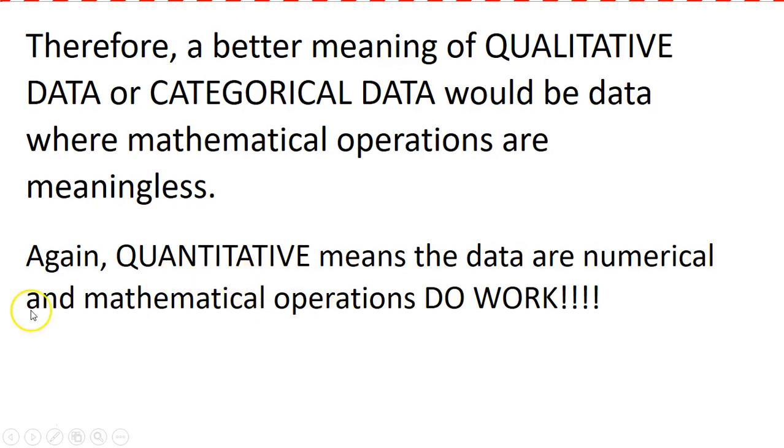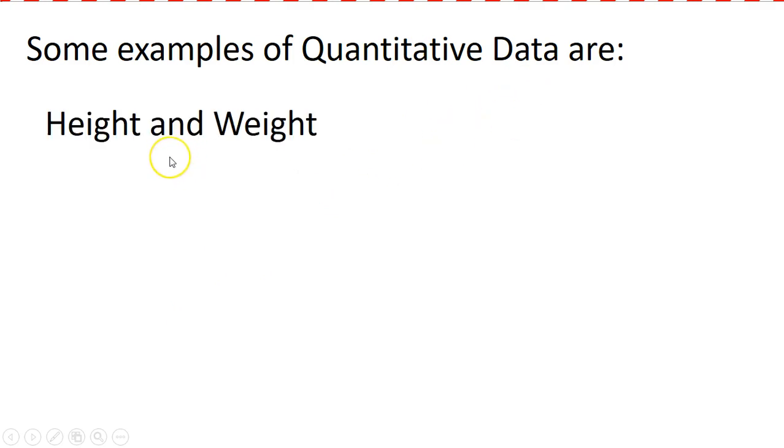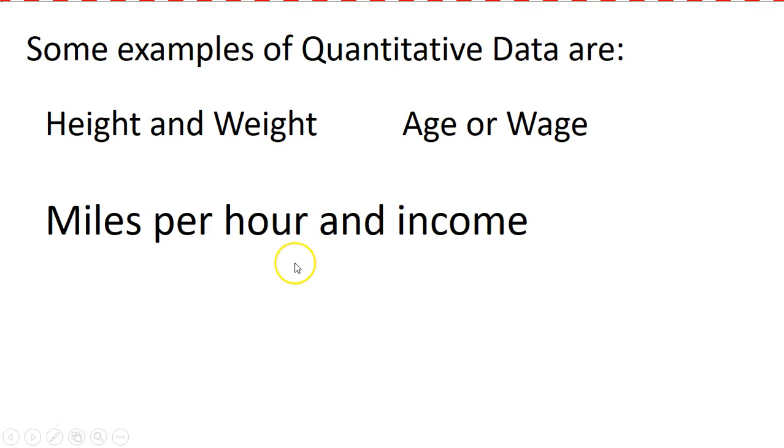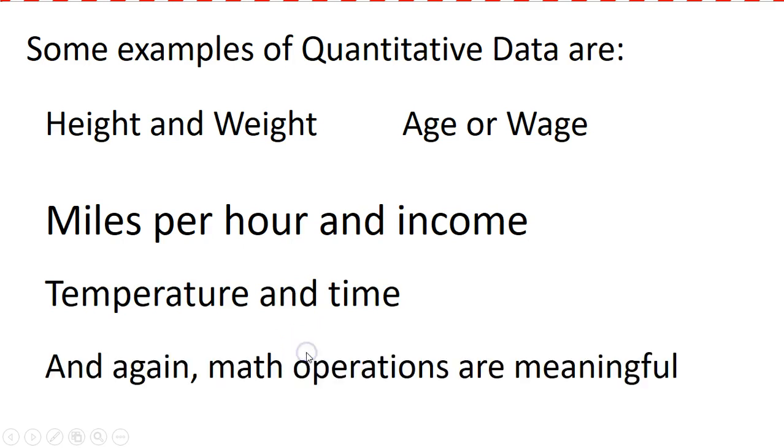So quantities, you can normally add or subtract them together. For example, quantitative data are height and weight. I can take two heights and two weights and add them together to get larger weights and larger heights. Age, you can add age together. You can add wage together, miles per hour and income. You can add these things up. Temperature and time. Again, quantities.